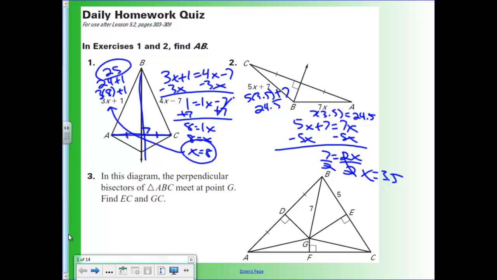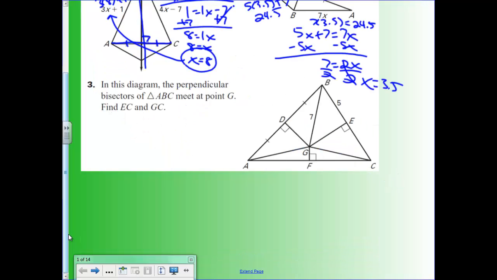Number 3. In this diagram, perpendicular bisectors meet at point G. G is called my circumcenter. The circumcenter is the same distance to each of the vertices. So this distance and this distance and this distance are all the same. Find DC and find GC. EC is right here.